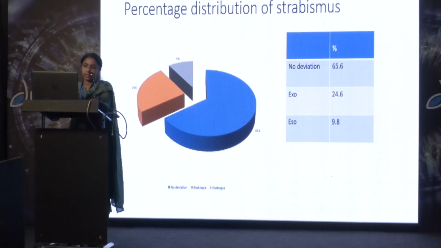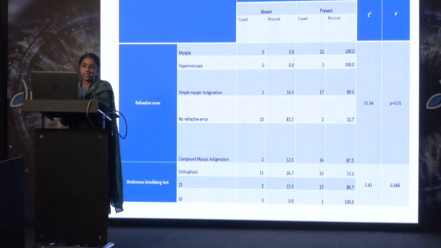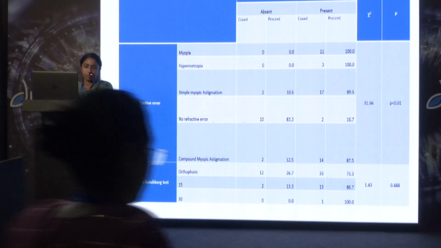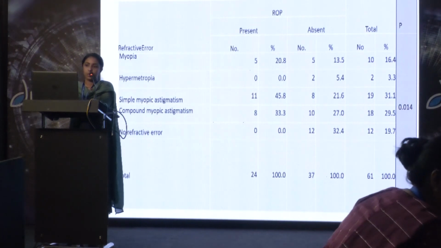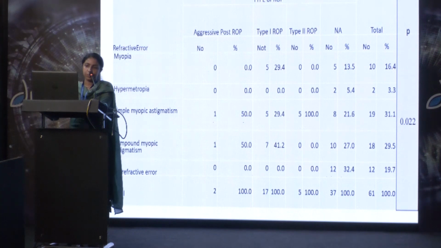Strabismus was found: exotropia in 24.6% and esotropia in 9.8%. 77% of them had amblyopia. I also studied the association between refractive error and amblyopia, and a statistically significant correlation was made out between amblyopia and refractive error, whereas no such association could be found between strabismus and amblyopia. Also, there was a statistically significant relation between the presence of ROP and refractive error. Also, an association could be drawn between the severity of ROP and refractive error.